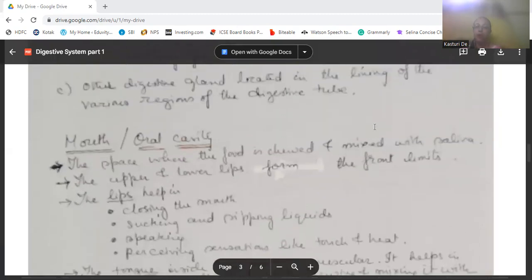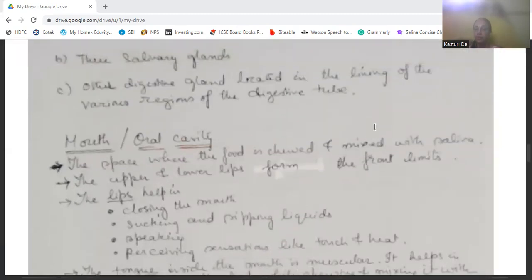Then we come to the mouth, the first portion of the digestive system. The mouth, or the oral cavity or the buccal cavity, let's say, is the space where the food is chewed and mixed with saliva. The upper and the lower lips form the front limit, and the lips help in closing the mouth.